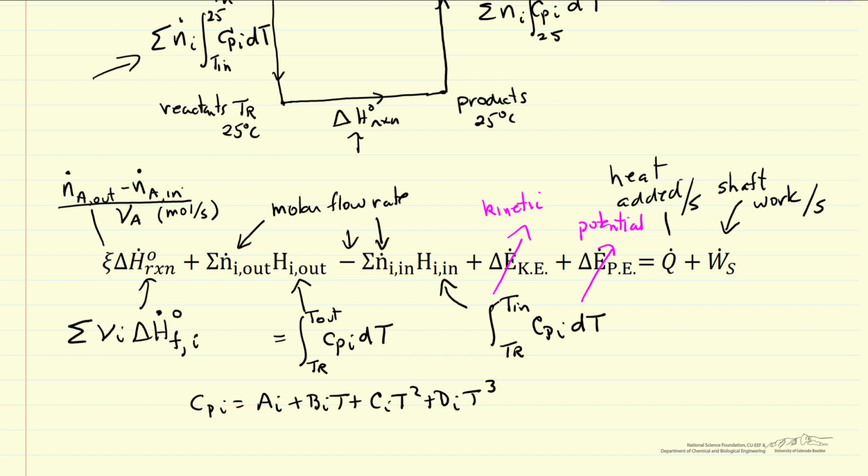So with this equation, we could calculate the heat added, for example, if we know the outlet temperature, or we could calculate the outlet temperature if we know the heat added, and of course in both cases we need the extent of reaction. Or if we had the outlet temperature and heat added, we would be able to determine the extent of reaction for a chemical reactor.